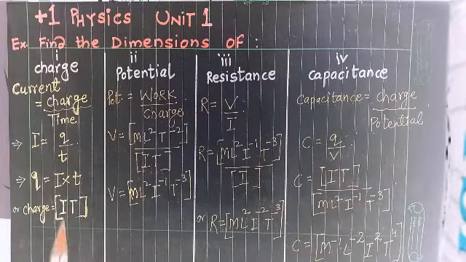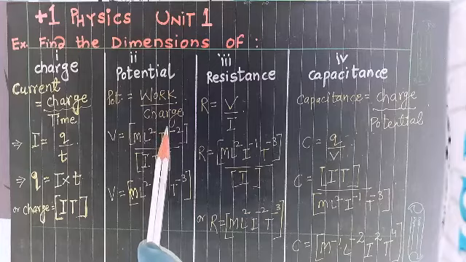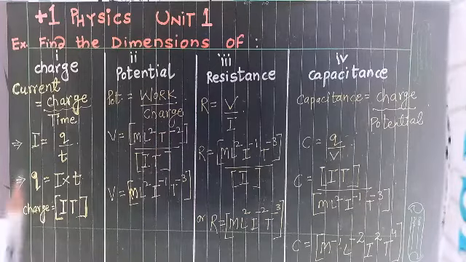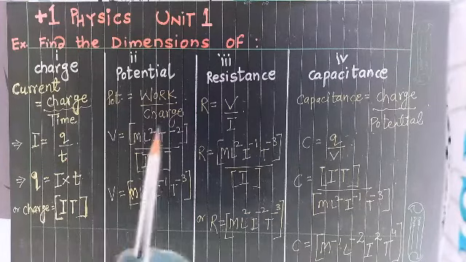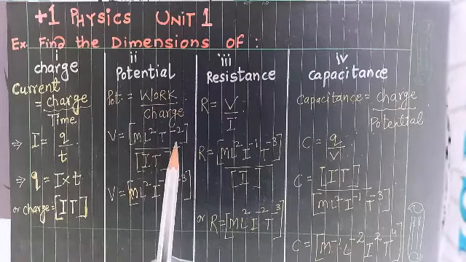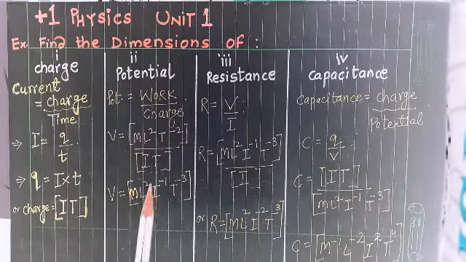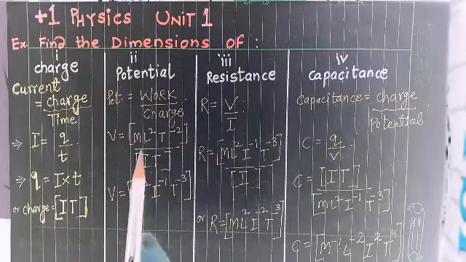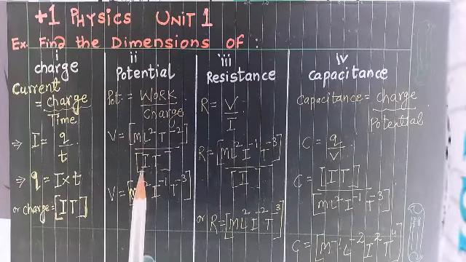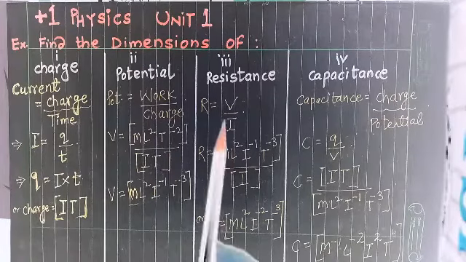Second, potential. Potential is equal to work upon charge. Now potential is denoted by V. The dimensions of work are M L square T minus 2, upon charge, which we have already discussed, I into T. Finally potential becomes V equal to M L square I minus 1 T minus 3.